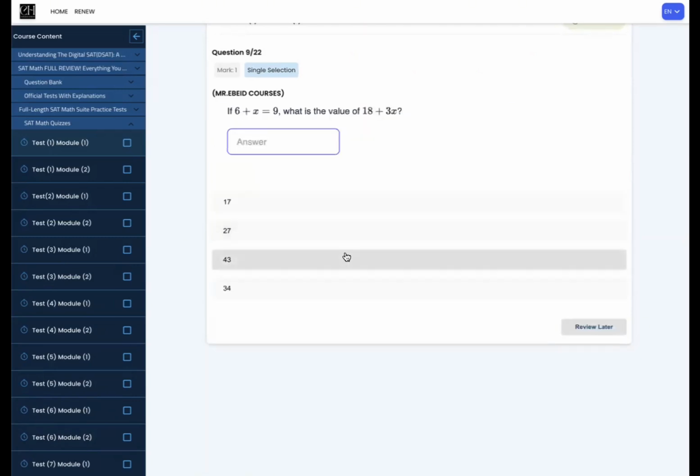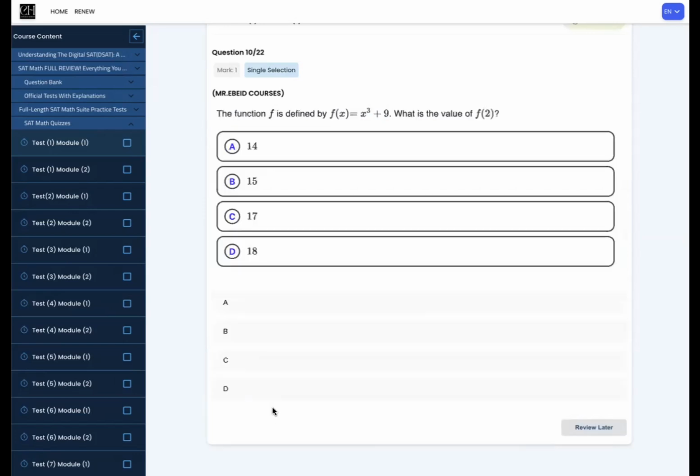Question 9. If 6 plus x equals 9, what is the value of 18 plus 3x? In this question, you can find the value of x. x will be 3 by subtracting 6 from both sides. Then put 3 in this side. It will be 3 times 3 equals 9. Then 9 plus 18. Also, I'm checking if we can multiply this side and this side by 3. As you know, 6 times 3 will be 18. x times 3 will be 3x. And 9 times 3 will be 27. So the answer is B.